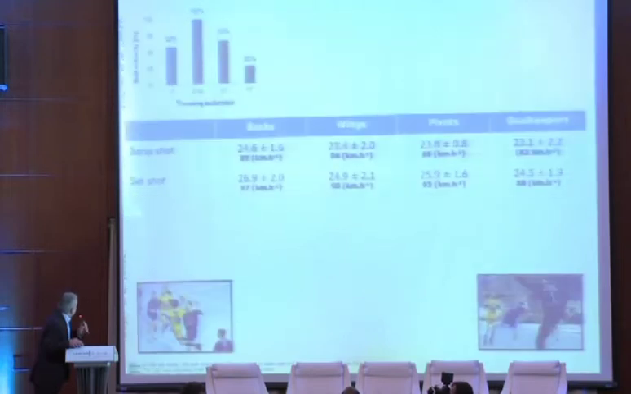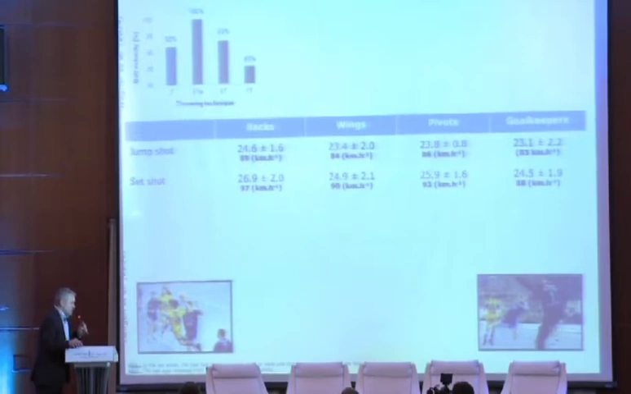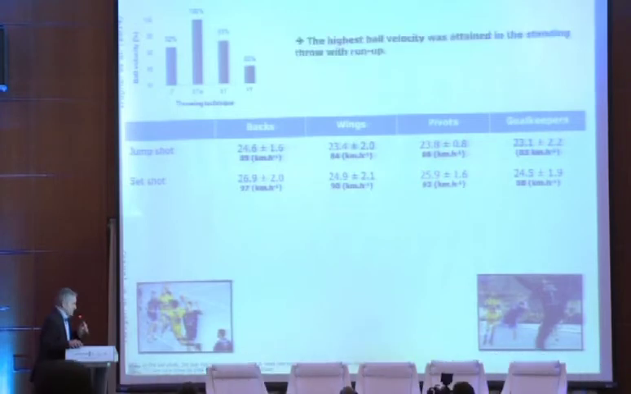In their very recent review of literature, Wagner et al. have analyzed the relationships between the ball velocity and the different throwing techniques used by the handball player, as you can see on the figure on the left. And the main result of this review of literature shows that the highest ball velocity was attained in the standing throw with run-up.